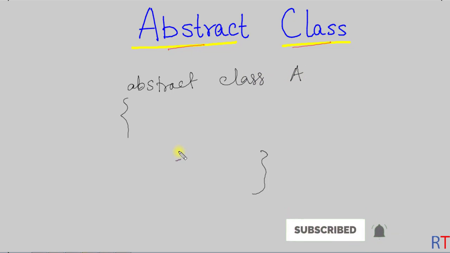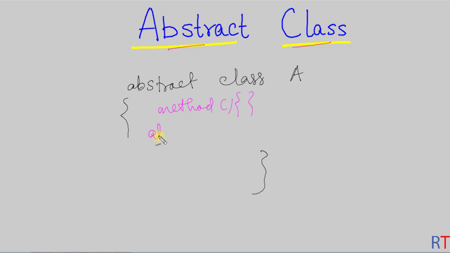And the abstract class can contain normal methods or it can contain abstract methods. A class must be declared as abstract if it contains at least one abstract method. So abstract classes may or may not contain abstract methods. But if it contains at least one abstract method, then the class must be declared as an abstract class.